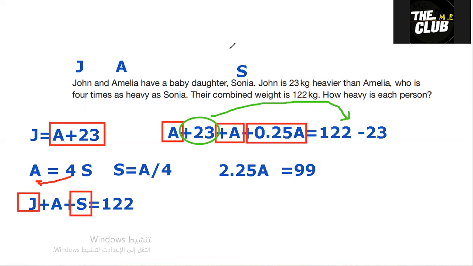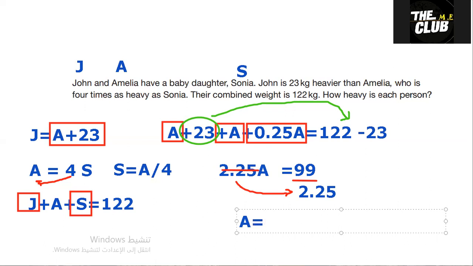I'm going to take 2.25 to the other side by dividing. Division, because it's multiplied. I'm going to take it by division. So 2.25 here, and I'll remove it from this side, and I'll end up with A. So A equals 99 divided by 2.25, and the answer will be 44.